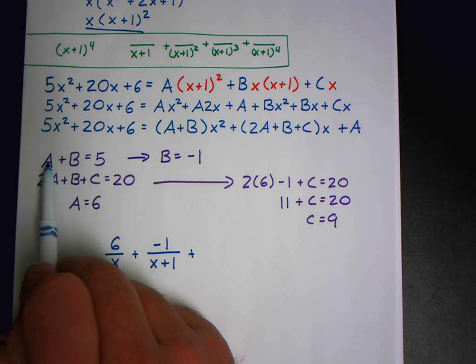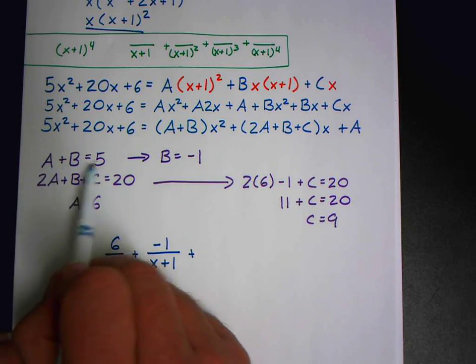From here, if A is 6, from here, A is 6, right?